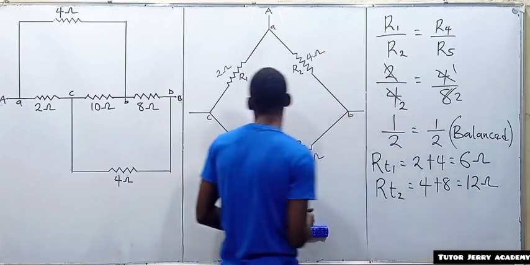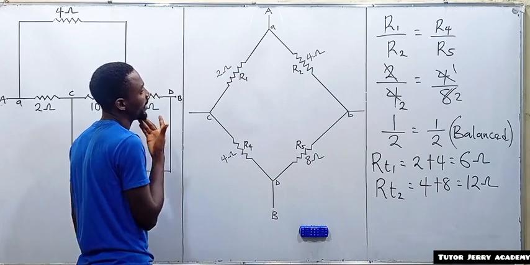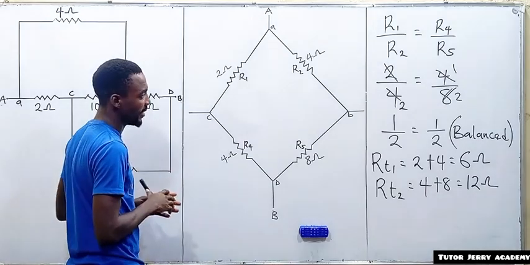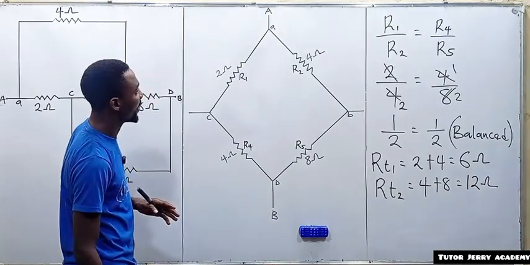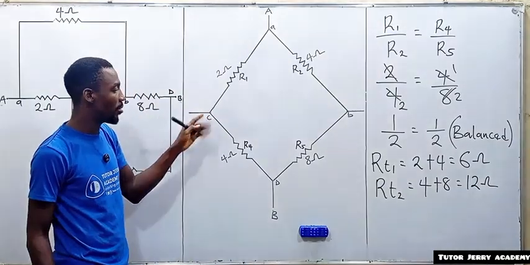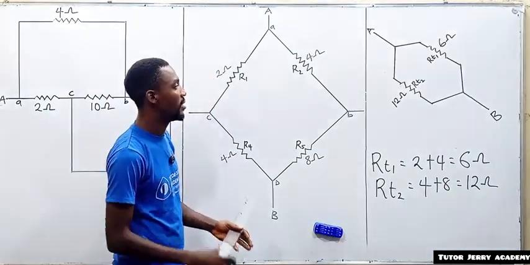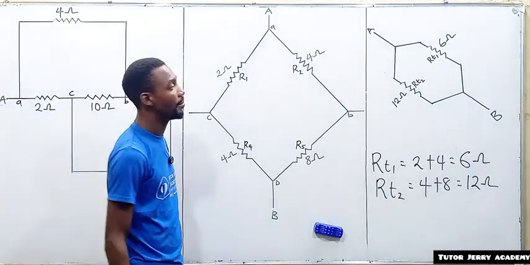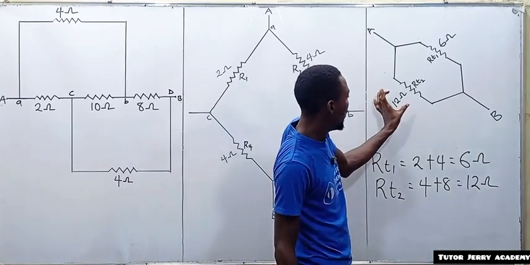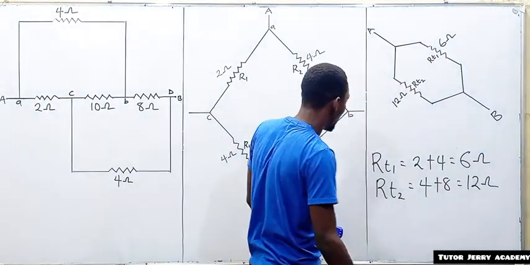All right, so now that we have combined them together, we can therefore redraw the circuit again. All right, so we can therefore connect them directly. So I'm going to redraw it again, then you are going to see it. All right, so you can see how the diagram is now. You can see clearly that this 12 ohms is now parallel to this 6 ohms.